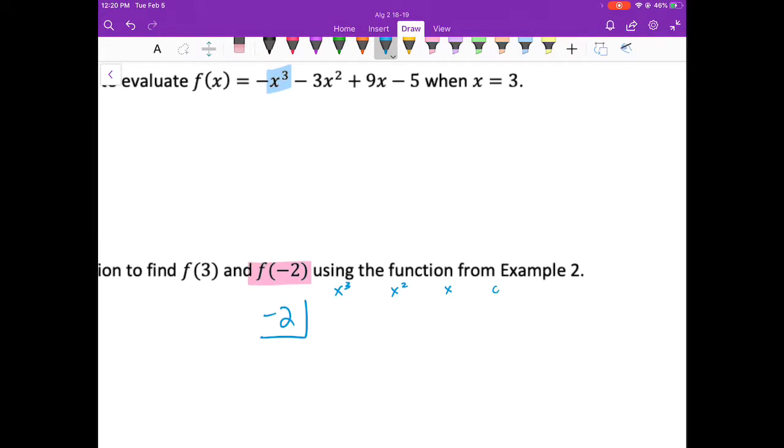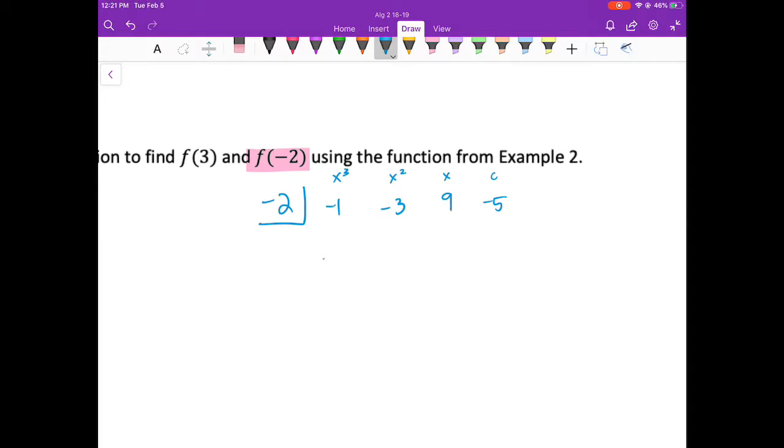So my coefficient of x cubed is what I write immediately to the right of -2 in my box, which is just a negative, so it'll be -1, right? Because there's always that invisible 1. With x squared, my coefficient is -3. My coefficient of x is 9, and my constant is -5. So then I leave myself a little bit of room, draw on my line, bring down that -1.